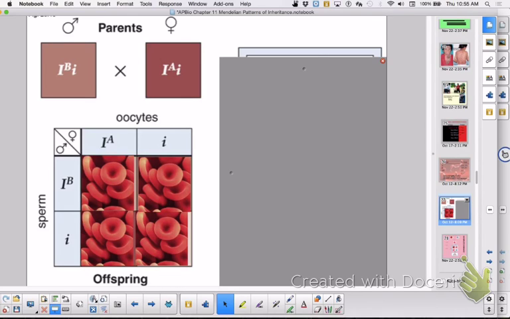So 1 to 1 to 1, so there's only one each. So you have a BA blood type, you have an A blood type, and a B blood type as well.